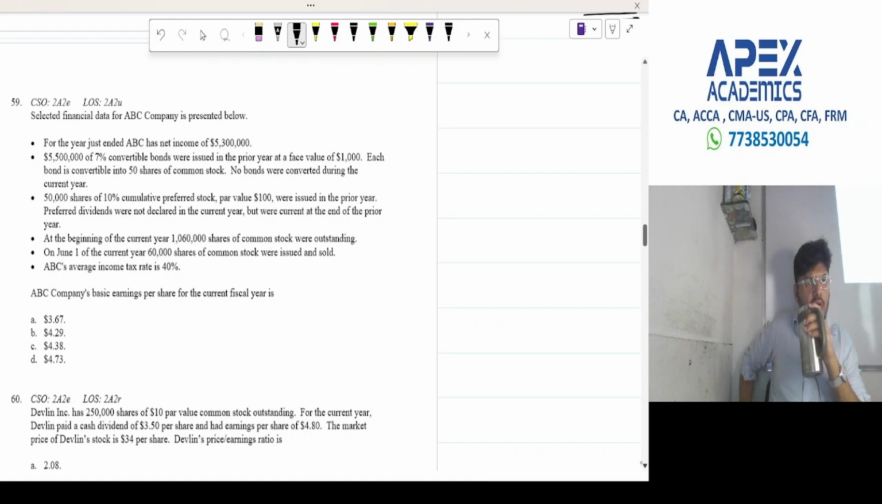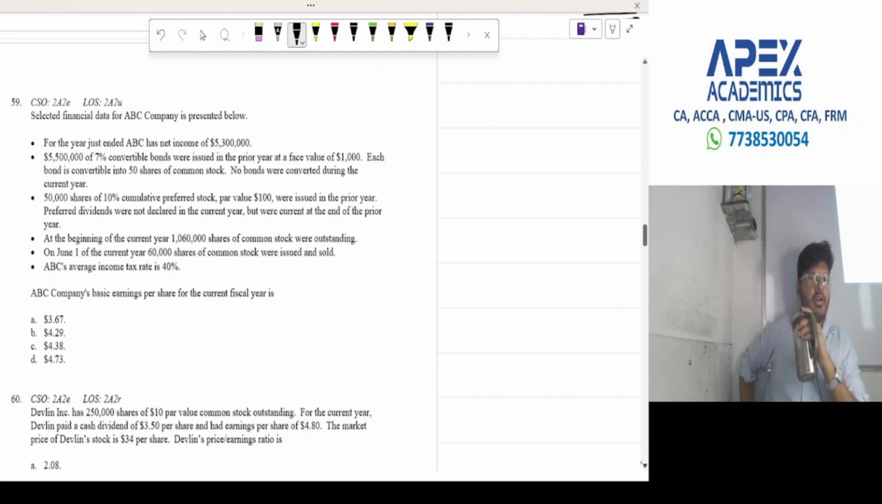It has 55 lakh dollars of 7% convertible bonds that were issued in the prior year at a face value of 1,000. Each bond is convertible into 50 shares of common stock. No bonds are converted during the current year. 50,000 shares of 10% cumulative preference stock with par value of 100 were issued during the prior year.